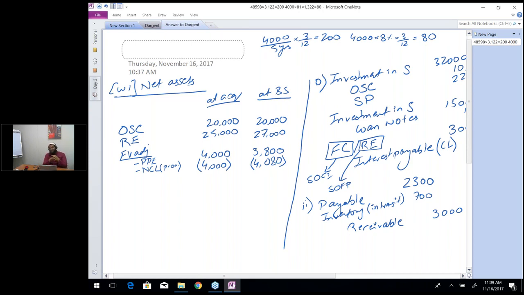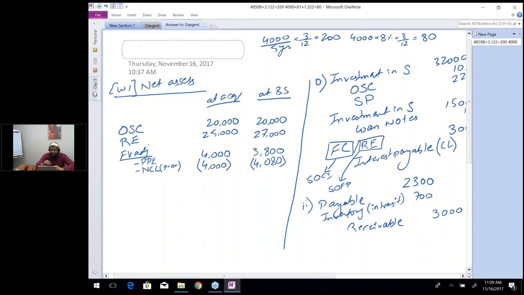This 700 that we have recorded in the inventory, is this the selling price to parent or the cost price to parent? What do you think? Is this the selling price or the cost price? Cooley is saying cost price and everyone else is saying sales price.